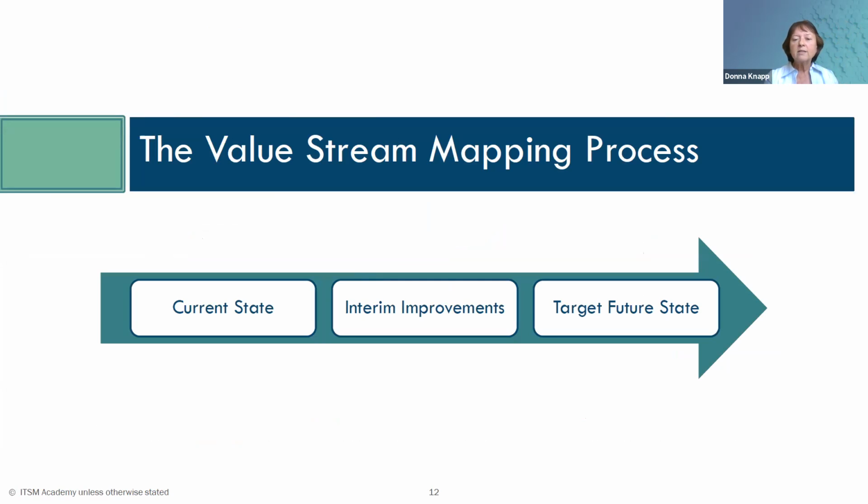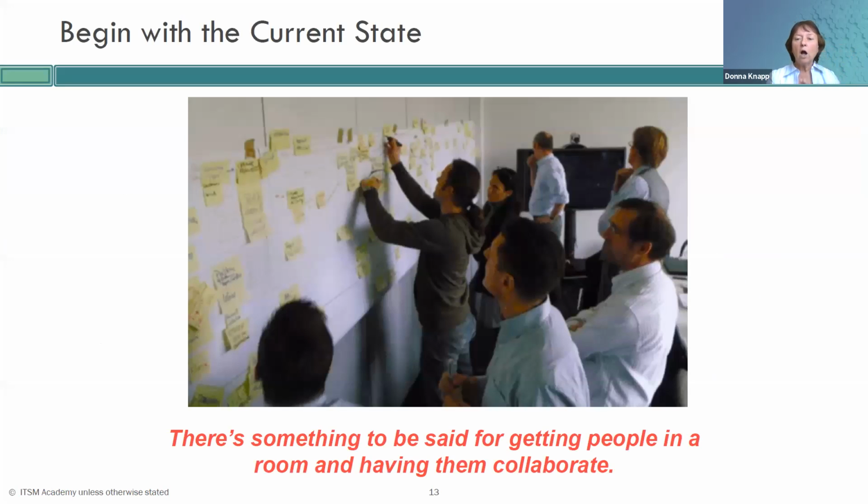So what does the process look like? We're going to look at current state, we're going to look at a target future state, and we're going to figure out how do we get there, right? How do we get from where we are to where we want to be? You begin with the current state, and typically value stream mapping happens in a workshop setting.